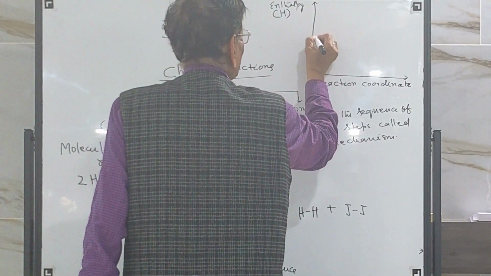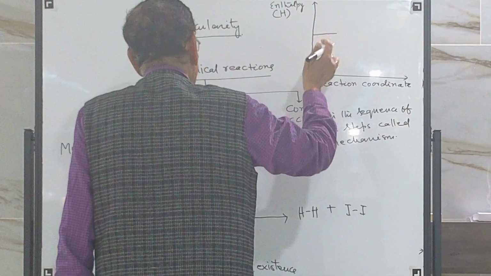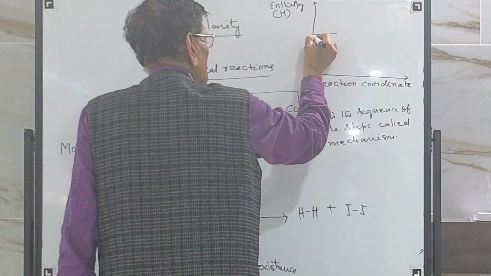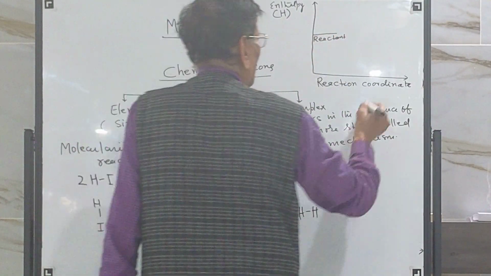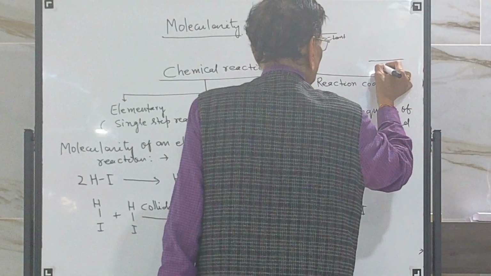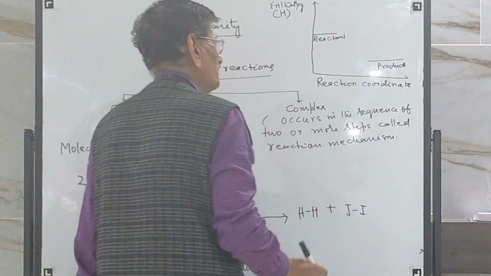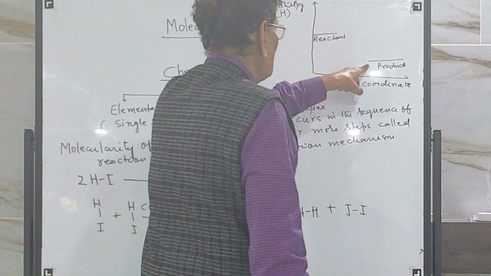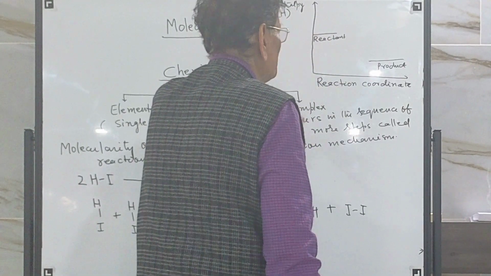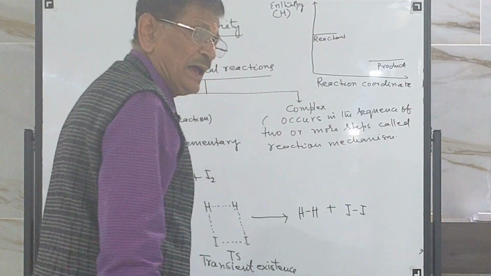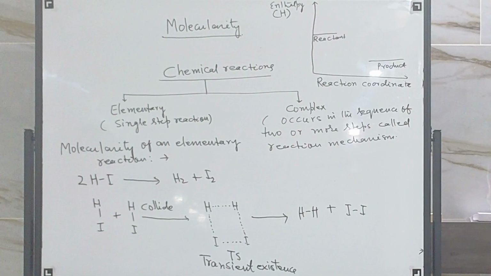Now suppose this is the energy of the reactant. This is the reactant, and this is the energy of the product. We are actually considering the exothermic reaction. The enthalpy of product is less than the enthalpy of reactant. So there will be a decrease in enthalpy during the reaction, and decrease in enthalpy means evolution of heat.